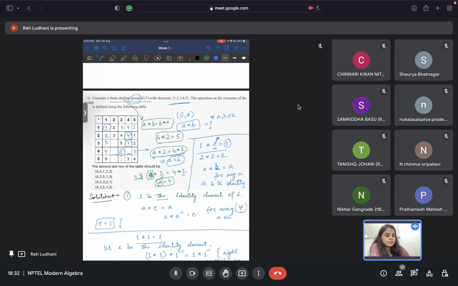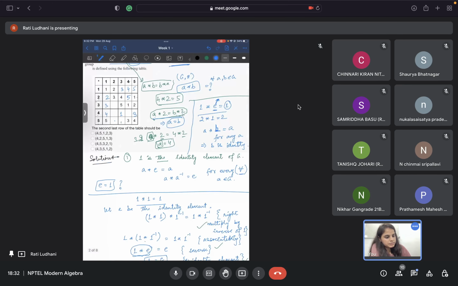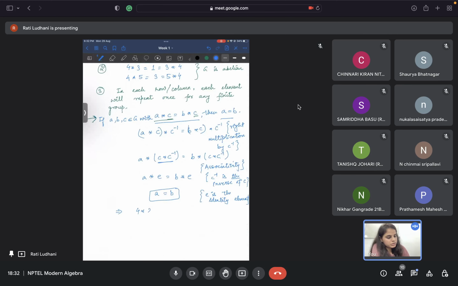So this element should be different from the others, so 5 is the only option now because 2, 3, 4 and 1 have already been there. Okay, blue is the right option for this. 2, 3, 4, we got, so from here 3, we got 1, and now we got here 5. So we can write this implies 4 star 2 is equal to 5. This is something which we got from here.